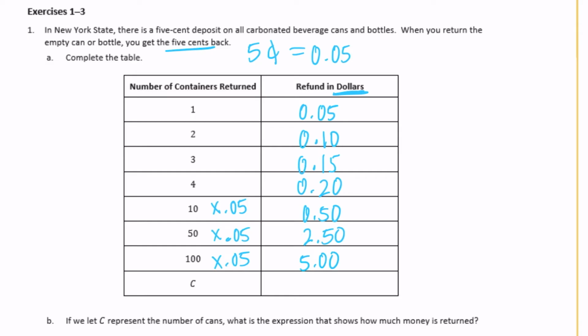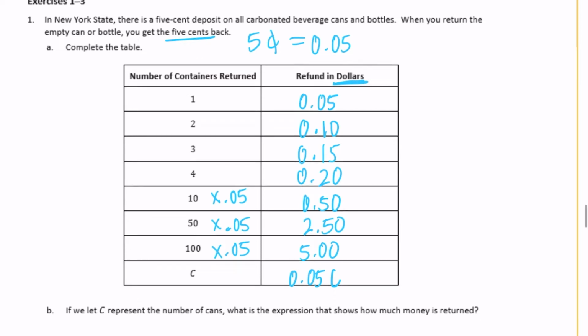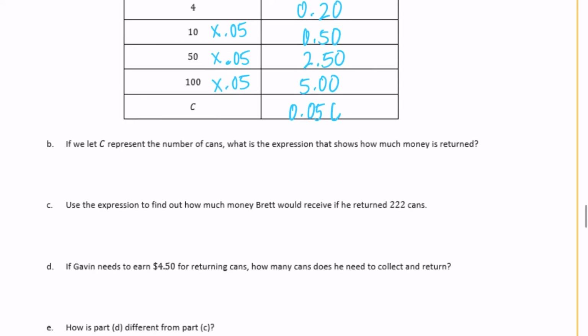And C, we just know we need to multiply it by 5/100. So we get 5/100 times C, just like what we've been doing for all of the other number of containers. If we let C represent the number of cans, what's the expression that shows how much money is returned? We already did that for the last one, so it would be 5/100 times C.